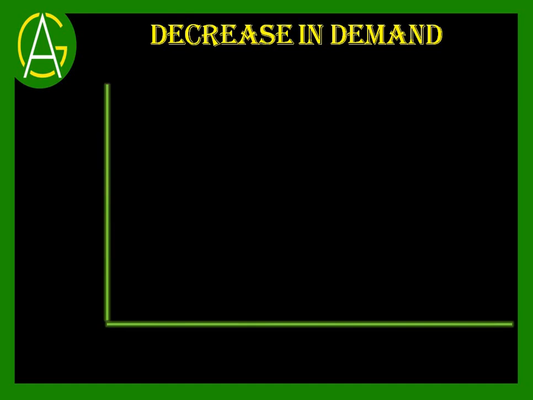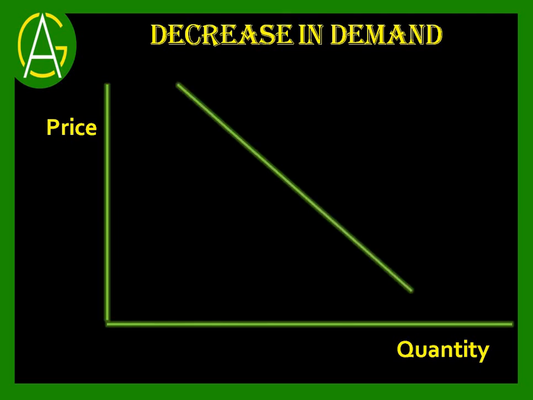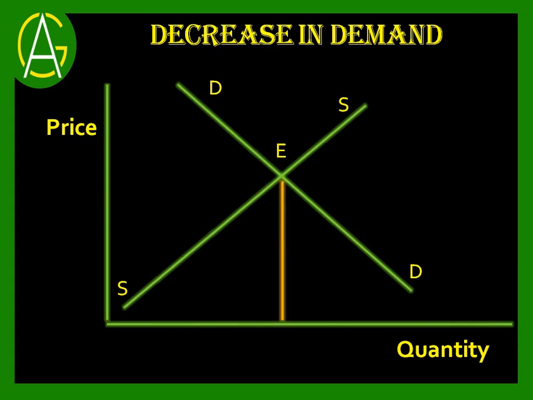Next, when there is decrease in demand, what will be the effect? Again, this is x-axis, this is y-axis. On x-axis we present quantity, on y-axis we present price. This is DD demand curve, this is SS supply curve. Demand curve, supply curve intersect at a point E, that is equilibrium point. Below the equilibrium point there will be quantity, and in front of equilibrium point there will be price. So OQ is quantity and OP is the price.